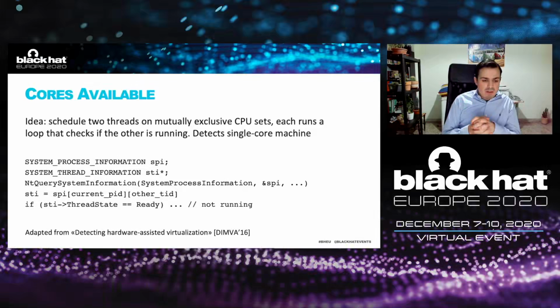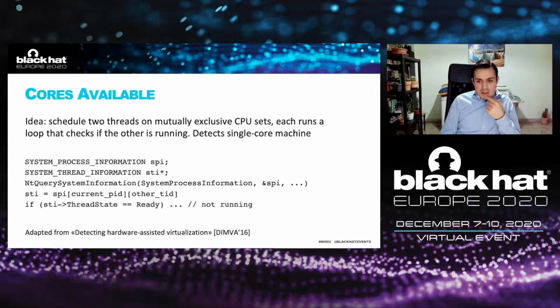So there is a detection method proposed in this paper, which is to check from one thread if another thread is running and the other way around. So we can use NtQuerySystemInformation, access some internal structures of Windows, and check the thread state from there.